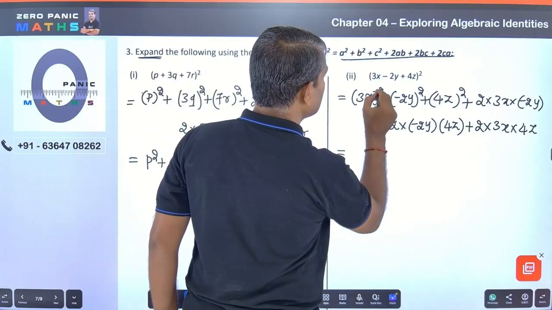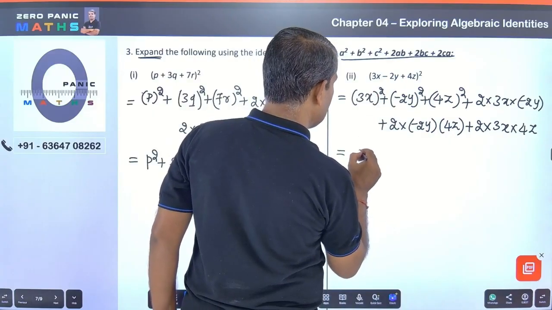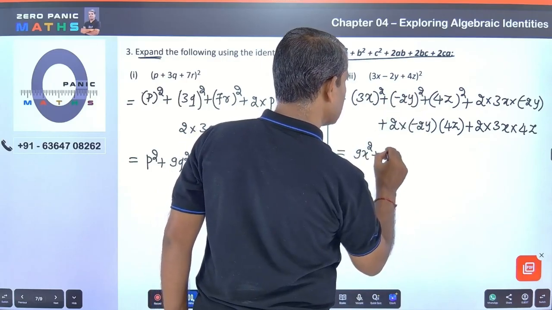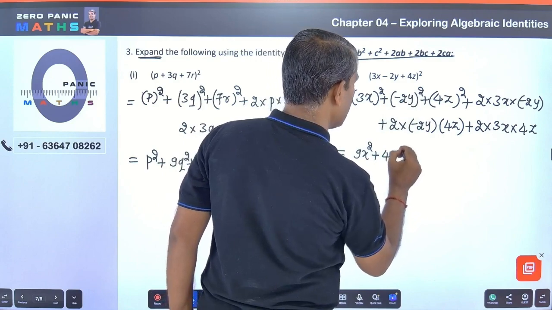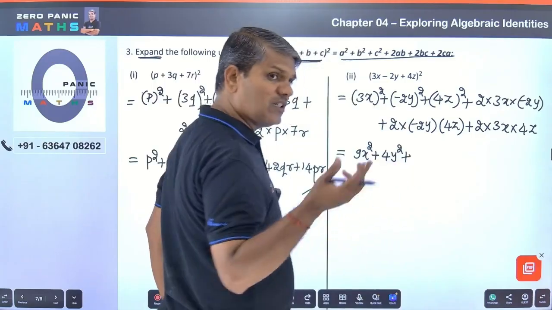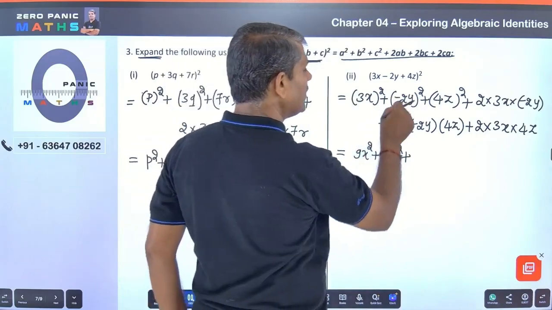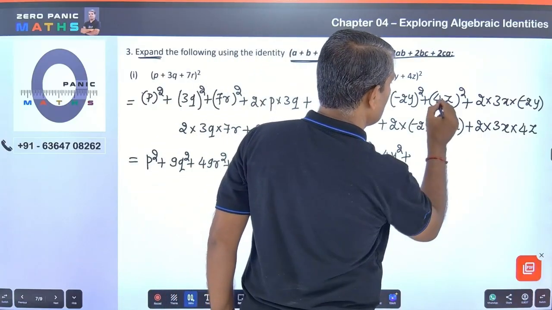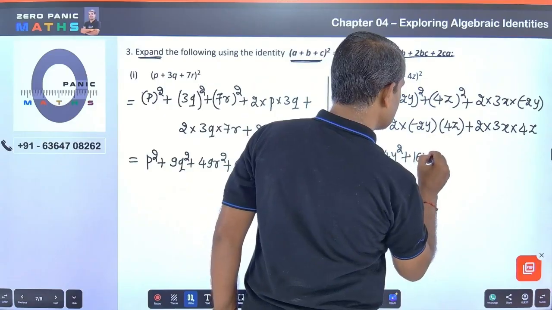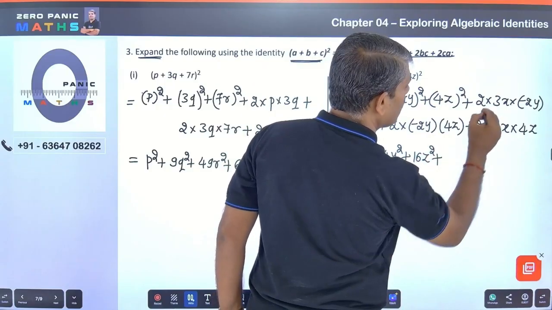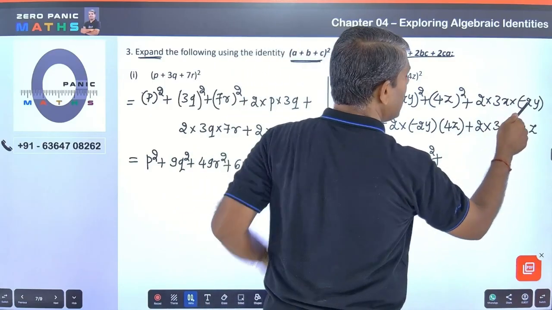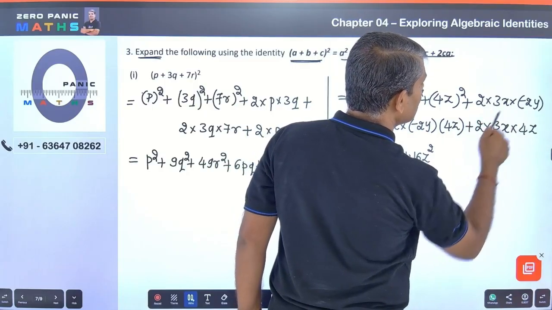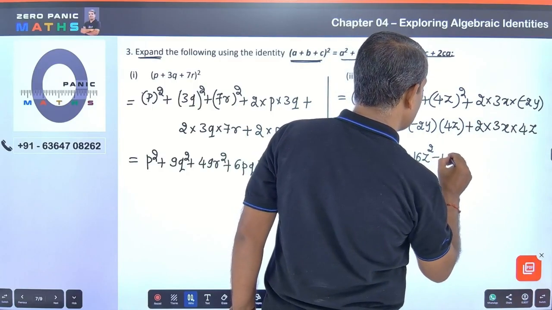So (3x) whole square is 9x square. Minus 2 into minus 2 actually makes it 4 and y square. When you multiply a negative number with itself or take the square of a negative number, it is always going to give a positive number only. 4 square is 16z square. And what is 2ab? Here it is only one negative term, so I can write it as 2 3s are 6, 6 2s are 12, but that is minus 12.